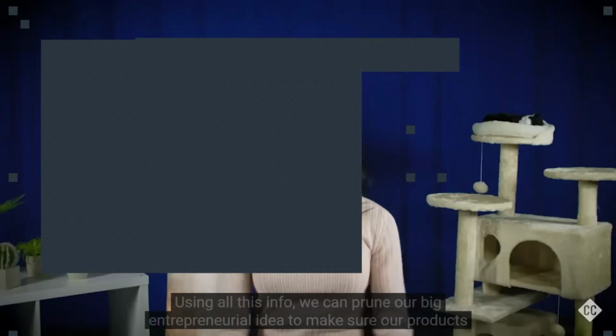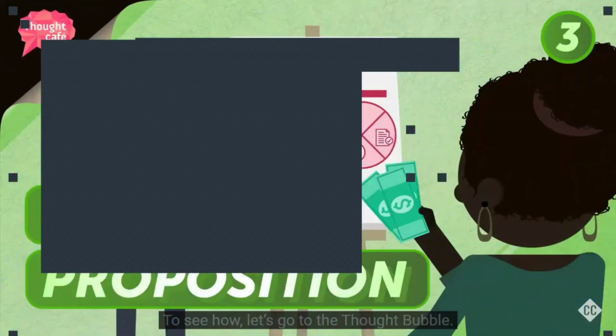Using all this info, we can prune our big entrepreneurial idea to make sure that our products and services are truly alleviating pains, creating gains, and adding value to people's lives. Once we've done this, our value proposition will be flourishing. To see how, let's go to the thought bubble.